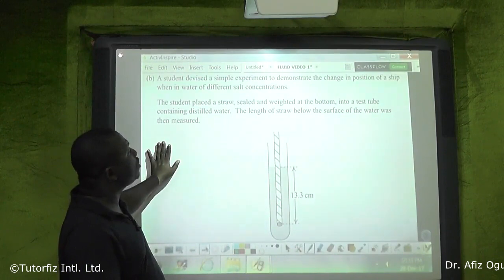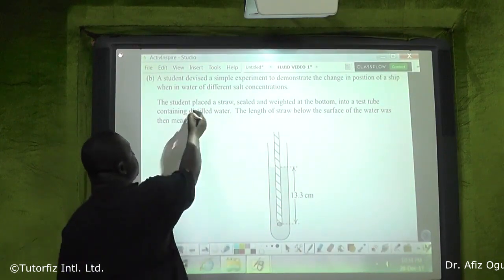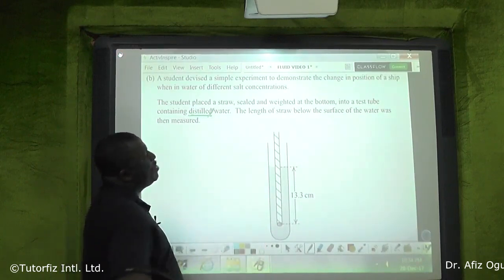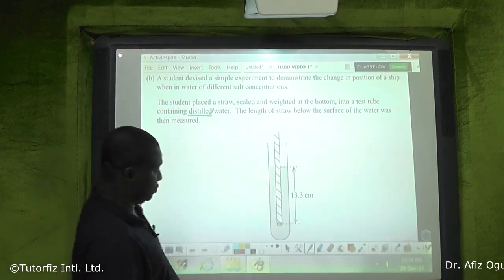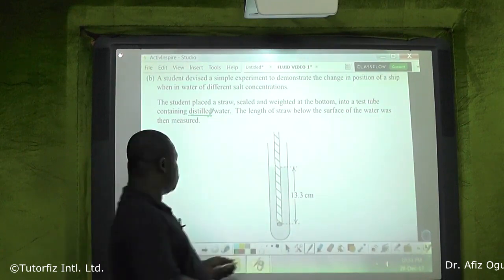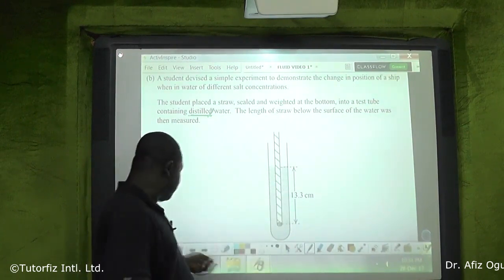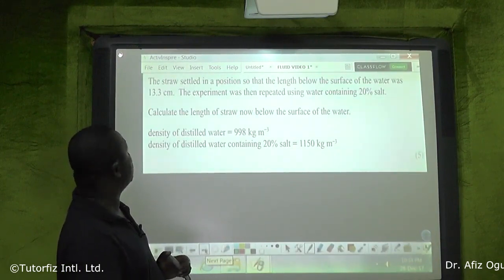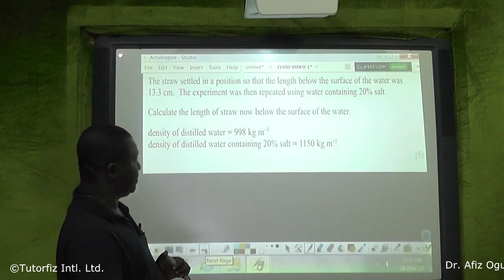So the student placed the straw, sealed and weighted at the bottom, into a test tube containing distilled water here. The length of the straw below the surface was then measured. So let's assume this is the distilled water, and the length below the surface was then measured. The straw settled in a position so that the length below the surface of the water was 13.3 centimeters.